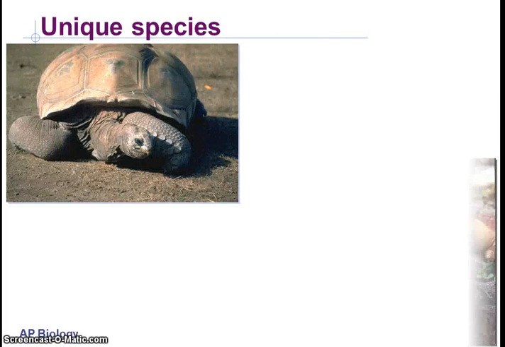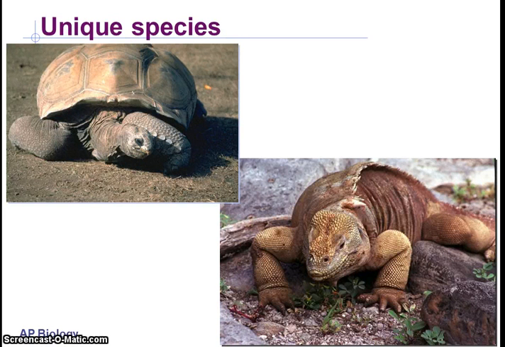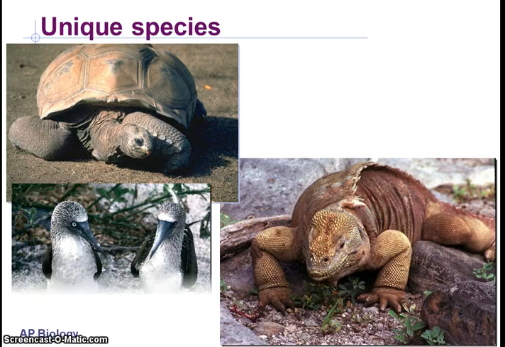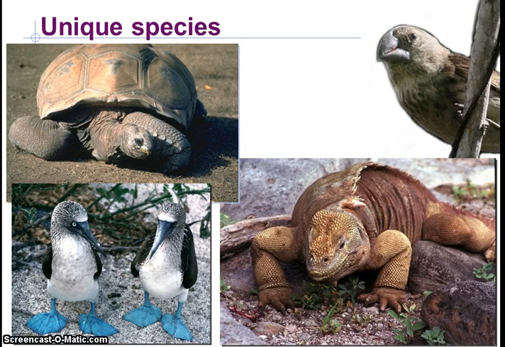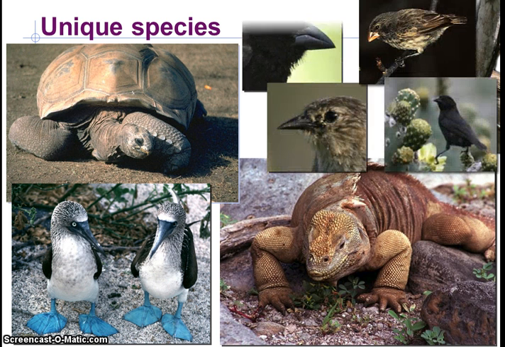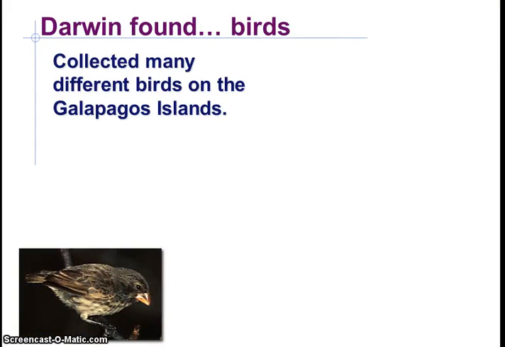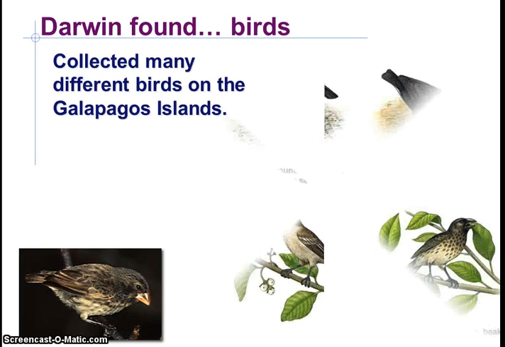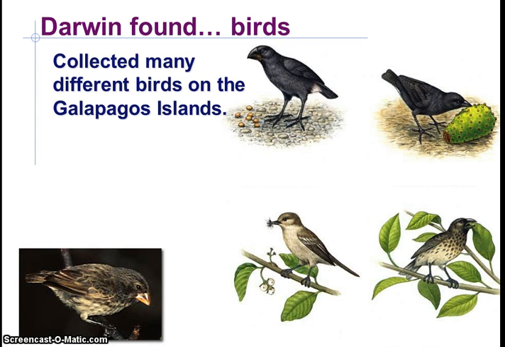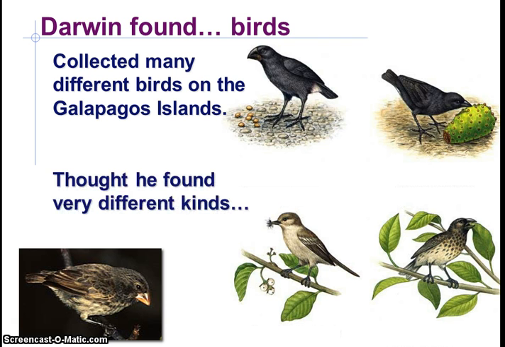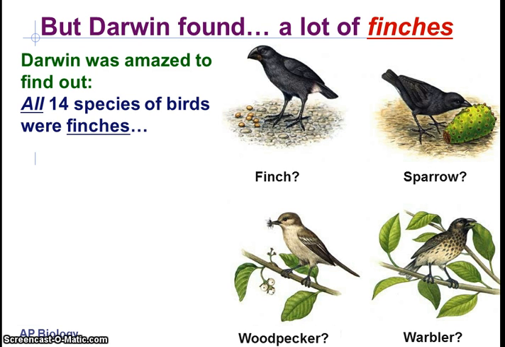He also found a lot of unique species: the marine iguanas, Galapagos tortoises, blue-footed boobies, and all kinds of finches, and he collected many, many birds. He collected all of these and thought they were different kinds: a finch, a sparrow, a woodpecker, a warbler. But what he really found was a lot of finches. He was amazed to find out that all 14 species of birds were actually finches.